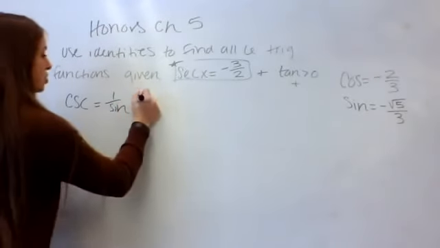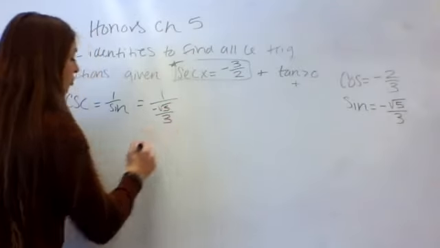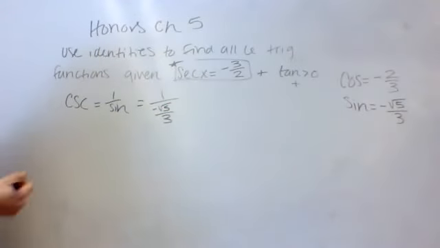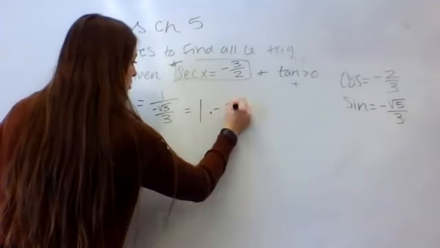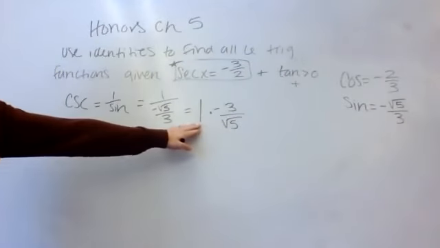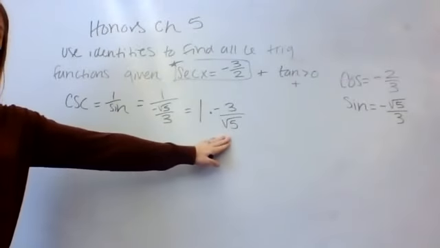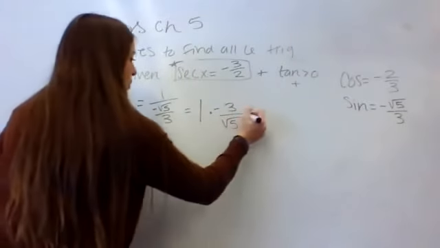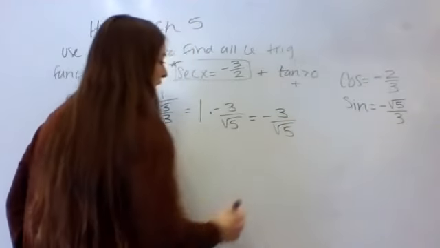The sine value that we just got done finding was negative root 5 over 3. Again, when you are dividing by a fraction, you multiply by the fraction's reciprocal. We remain with that current numerator, the reciprocal of the denominator. This, of course, is going to give me just negative 3 over root 5.